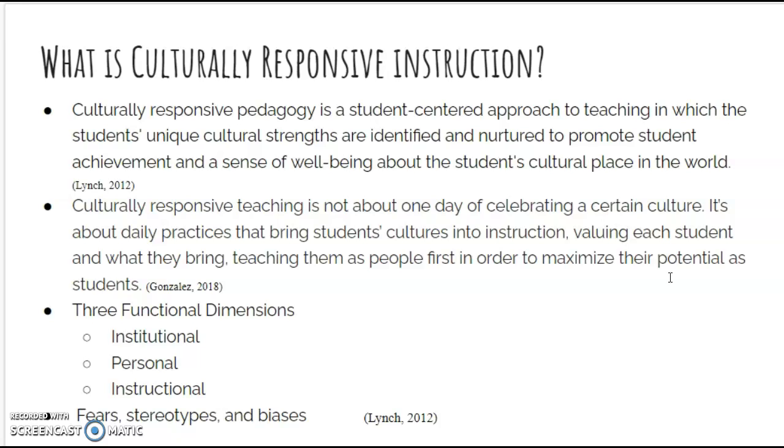It's often seen as broken down into three functional dimensions. You have institutional, personal, and instructional. Things that kind of prohibit or get in the way of culturally responsive instruction tend to be fears, stereotypes, and biases.